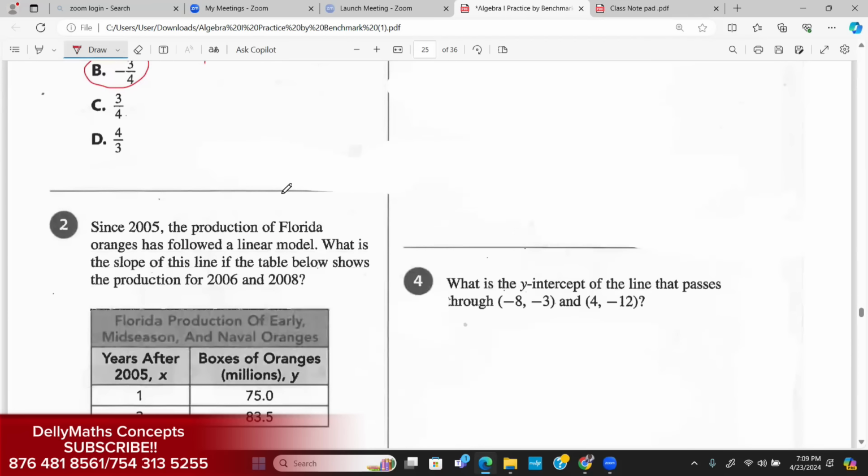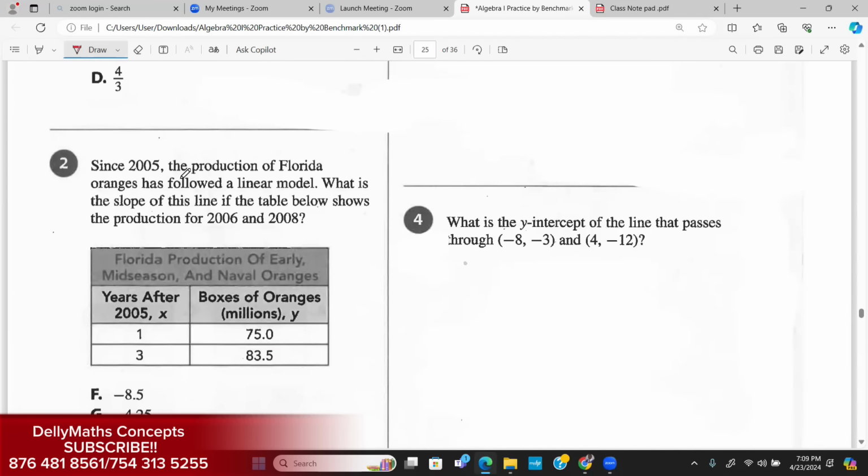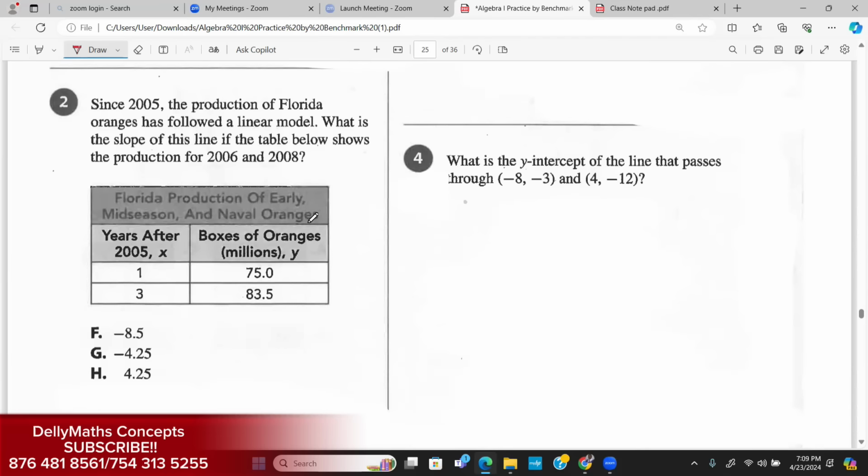Let's take a look at number 2. Number 2 says, since 2005, production of Florida orange has followed a linear model, right? So here's a linear model. What is the slope? Basically we're trying to find the slope. We could identify these as two sets of points. You could see x, you could see y. So we could call this x1, y1, and this is x2, y2. Remember, we can find the slope by saying y2 minus y1 over x2 minus x1.